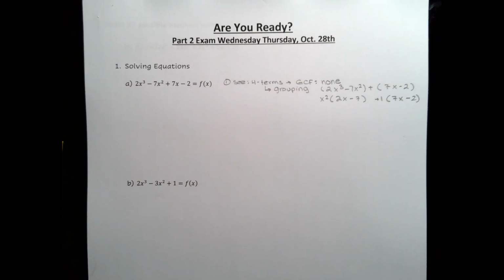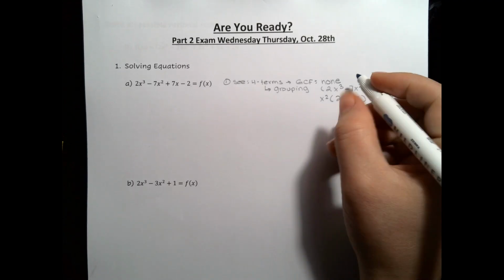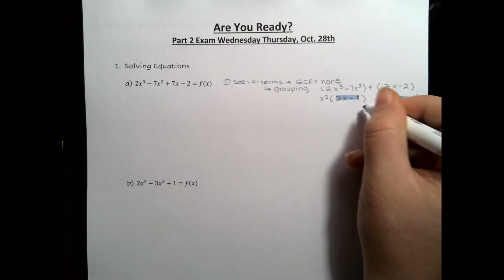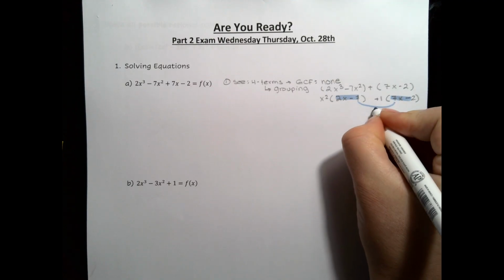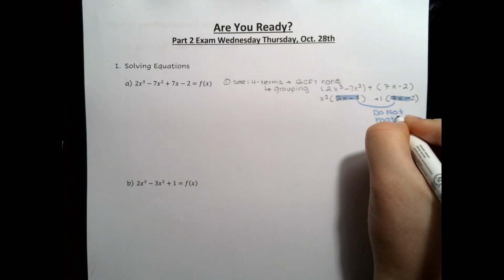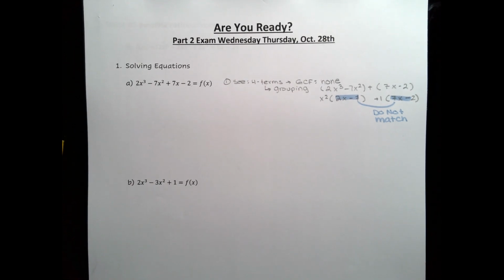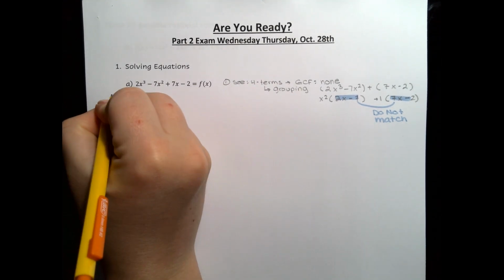Now, the check here, if we can factor, is the leftovers. If yes, I can factor, then the leftovers must match. So the leftovers I'm talking about is here and here. Since they do not match, that means no, we cannot factor. Let's see if I can make this a little less blurry. Okay. That means we're moving on to step number 2, which is our rational root theorem.